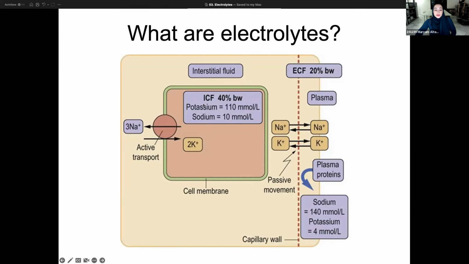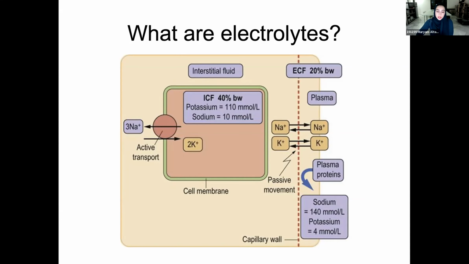And so what's very key for us to know here is potassium is higher intracellularly, or inside the cells. So you can see here it's 110 millimoles per liter. But on the other hand, sodium is 140 millimoles in the extracellular fluid. So you can see how sodium is more concentrated in the plasma. Okay, however, in the intracellular fluid, potassium is more concentrated. And this is going to come to be very important when we look later at the different things that can happen pathologically.